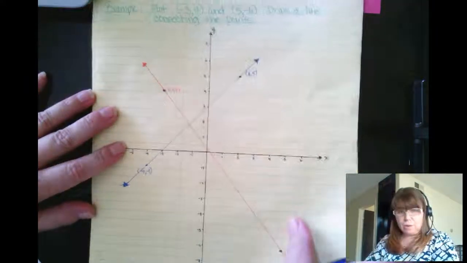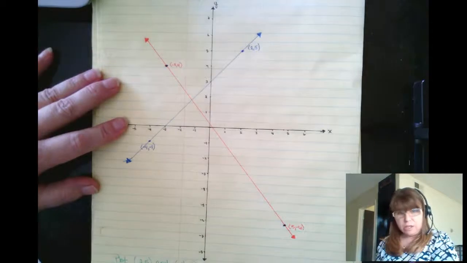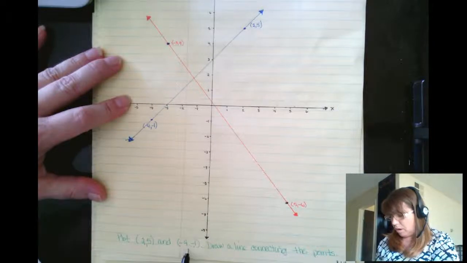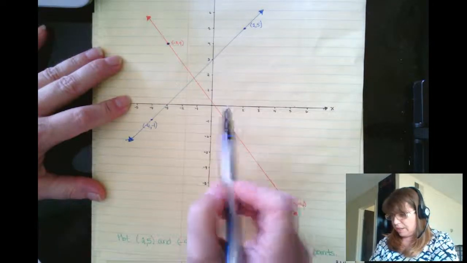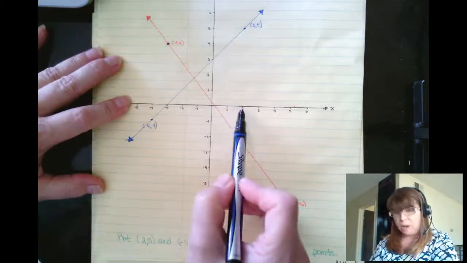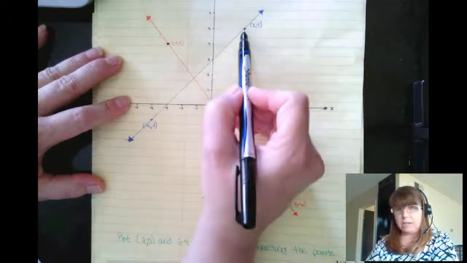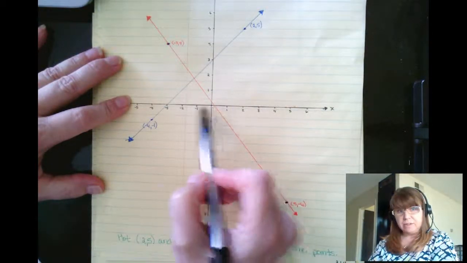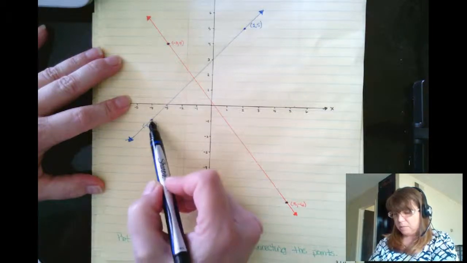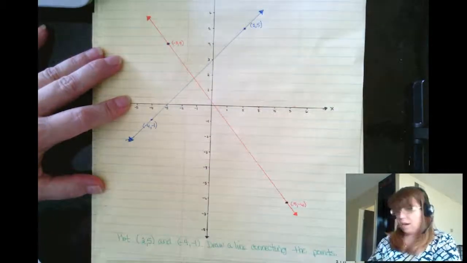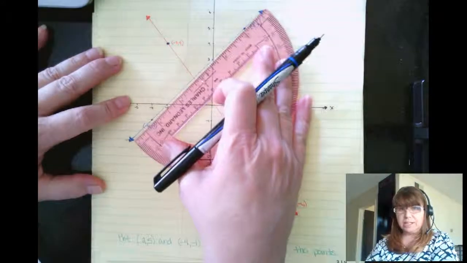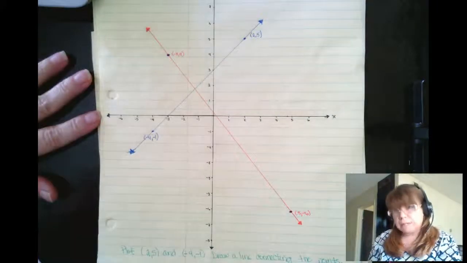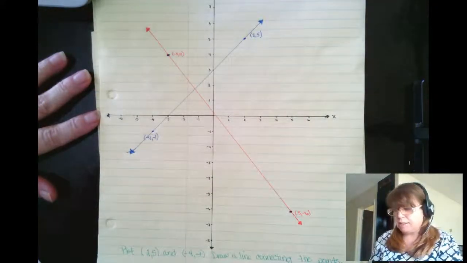Let's try another one. This time 2, 5, and -4, 1. So starting at 0, I'm going to move 2 to the right, and then up 5 and place a point. Starting at 0, I'm going to move to the left 4 and down 1, place a point, of course labeling each point, breaking out the ruler, connecting the dots, adding some arrows, and there you have your line. Now let's plot a couple more points and connect the dots to make a line.